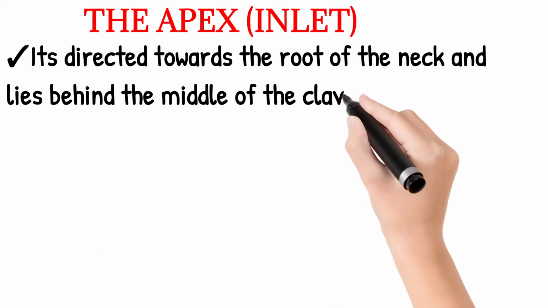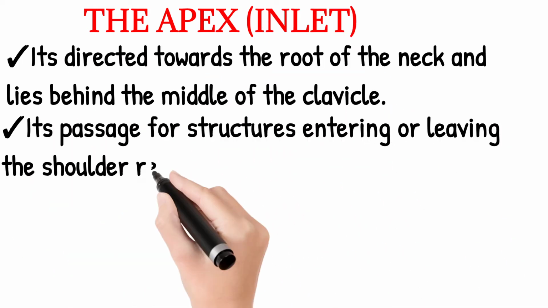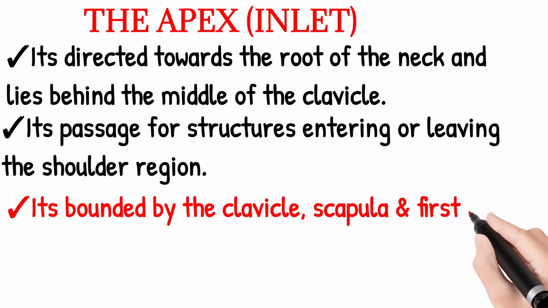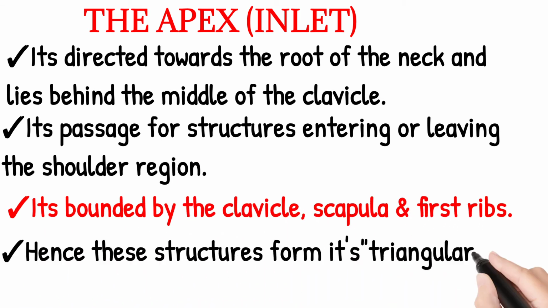The apex, or the inlet, is directed towards the root of the neck and lies behind the middle of the clavicle. It is the passage for structures entering or leaving the shoulder region. It's bounded by the clavicle, scapula, and the first rib. Hence, these structures form its triangular walls.